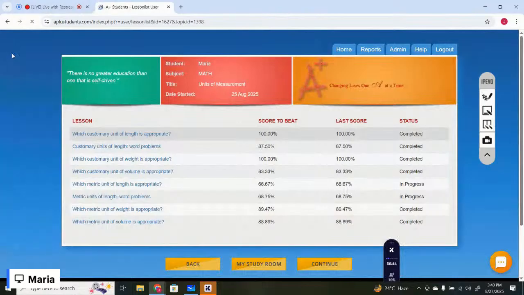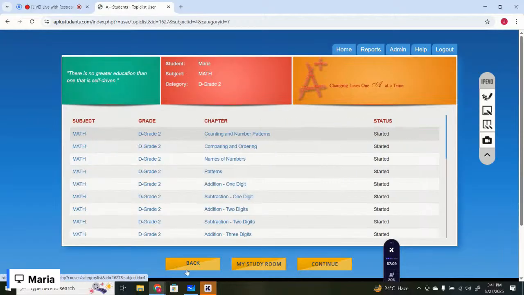So we were working on the grade 2 math chapter, unit of measurement. The lessons we have covered today are which metric unit of length is appropriate, metric unit of length word problems, which metric unit of weight is appropriate, and which metric unit of volume is appropriate. For the next session, please complete all the practice questions for the lessons we just did. That is your homework until the next session.